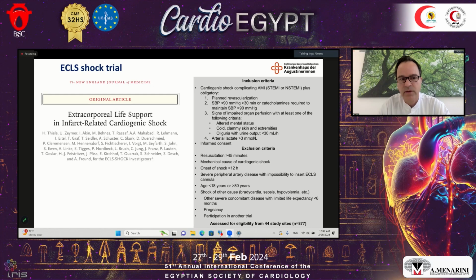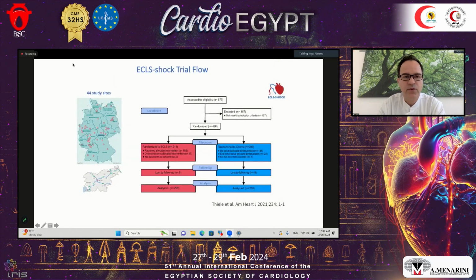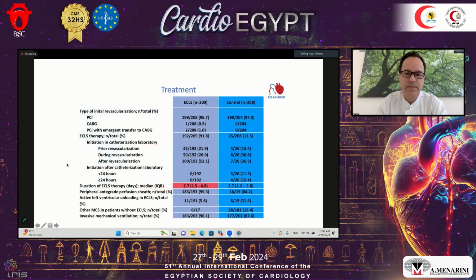So if you look at the criteria, you can really see this is patients that are in later stages of the SCAI shock pyramid. The trial was mainly recruiting patients in Germany, and about 877 patients were screened. A bit more than half or less than half were randomized, and the follow-up was excellent, so that the final analysis included 417 patients. And the primary endpoint was death from all causes, 30 days post-randomization.